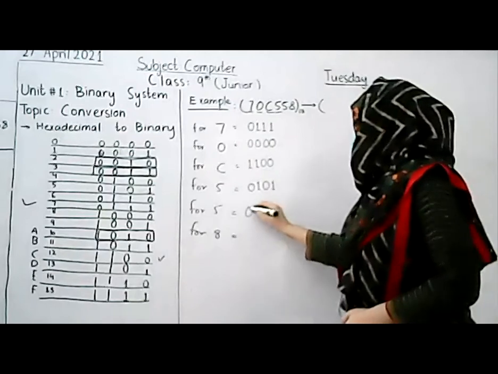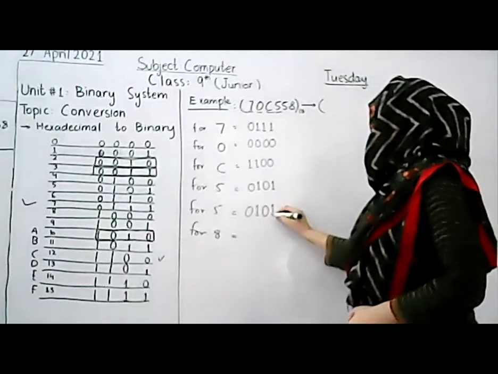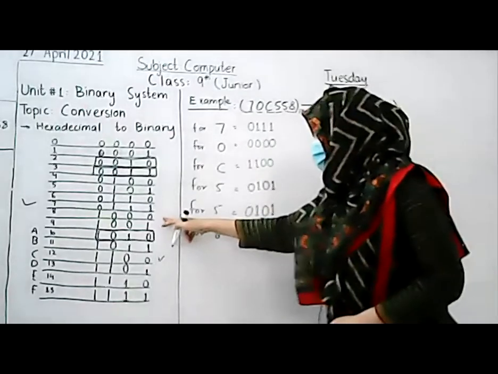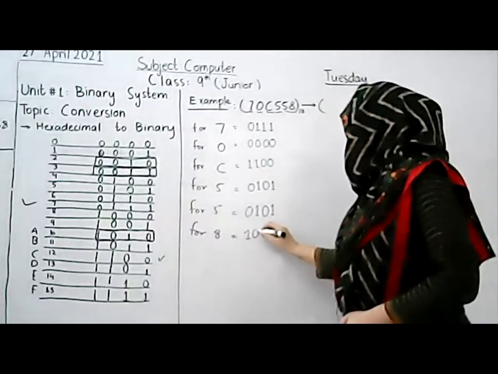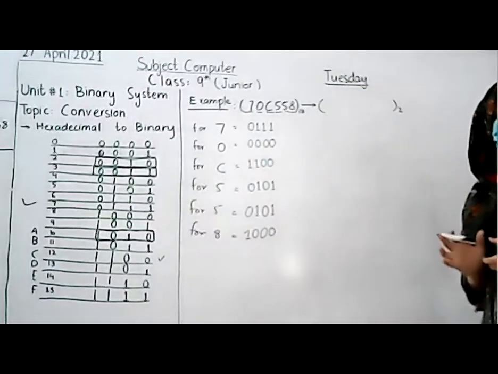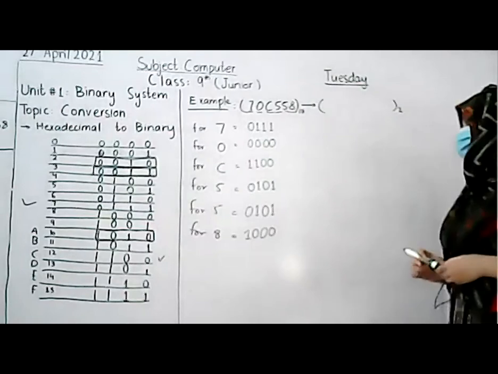Again, we will have to go for 5, 0101. And then we will go for 8. 8 is 1000. Right? So in this way, we can identify all the values from the table.